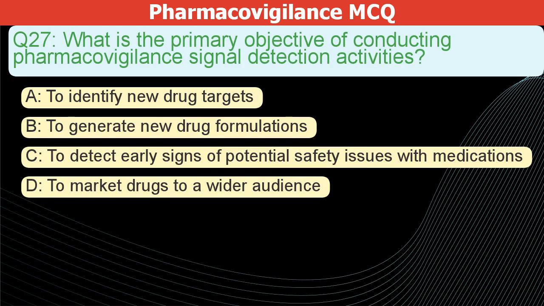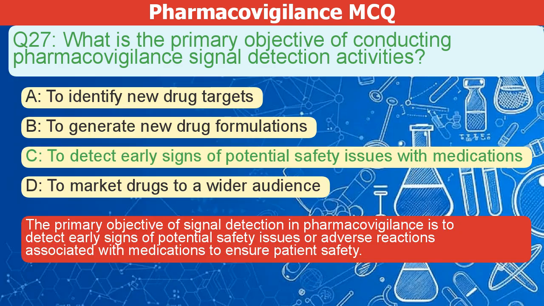What is the primary objective of conducting pharmacovigilance signal detection activities? A. To identify new drug targets. B. To generate new drug formulations. C. To detect early signs of potential safety issues with medications. D. To market drugs to a wider audience. The correct answer is C. The primary objective of signal detection in pharmacovigilance is to detect early signs of potential safety issues or adverse reactions associated with medications to ensure patient safety.